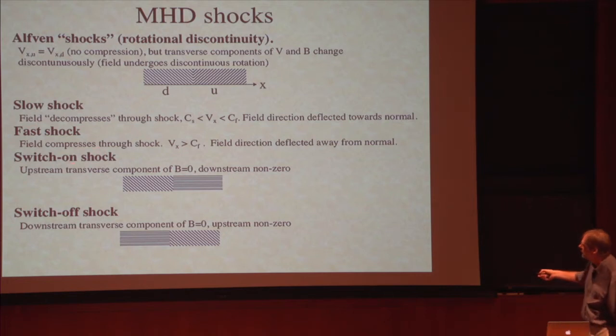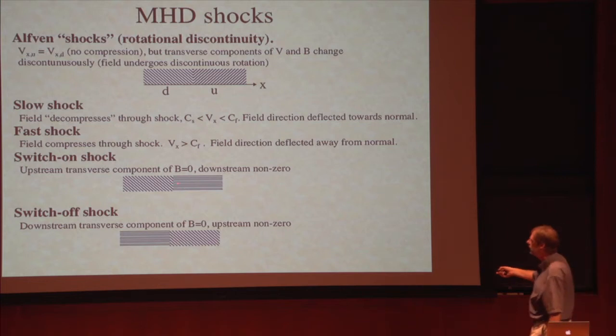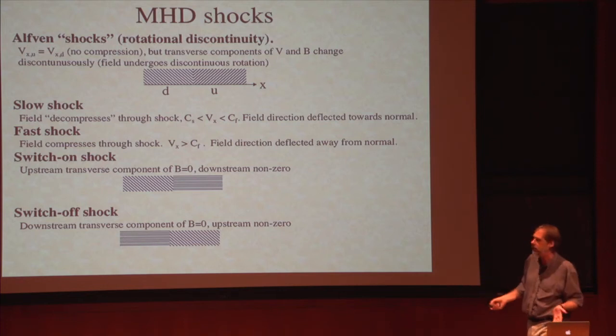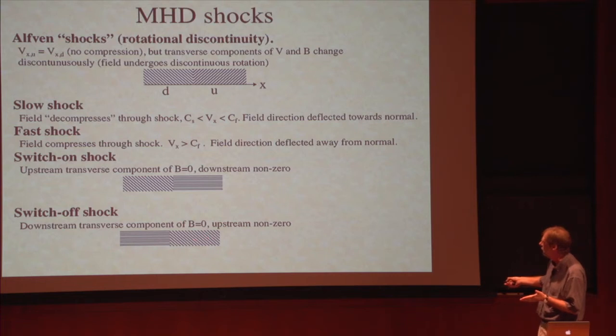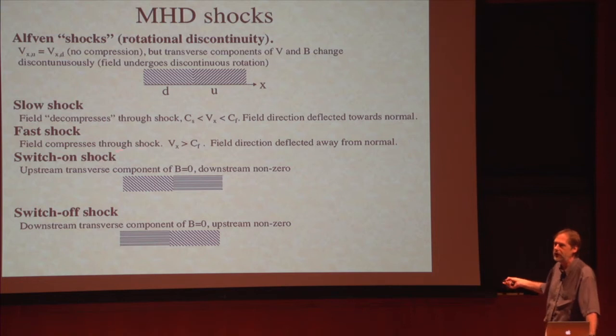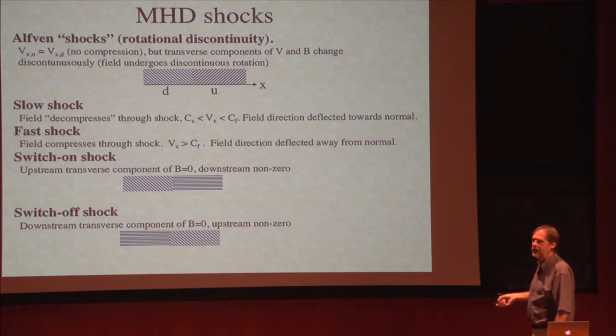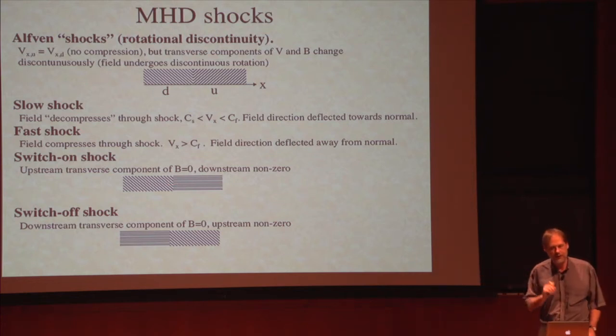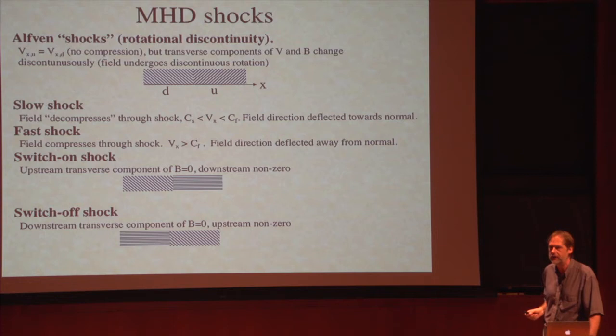You can get so-called switch-on shocks, in which the transverse component of the upstream magnetic field is 0, and then it's non-zero downstream. So in some sense, the transverse component of the magnetic field is switched on. It goes from 0 to some non-zero value. And similarly, you can get switch-off shocks, where the upstream transverse component is non-zero, but then is 0 downstream. These are very special cases. These are sort of singular solutions in the sense that the parameter space that results in these shocks is very, very small, but they're very interesting for code tests, for example, to see if you can capture these kinds of shocks correctly.